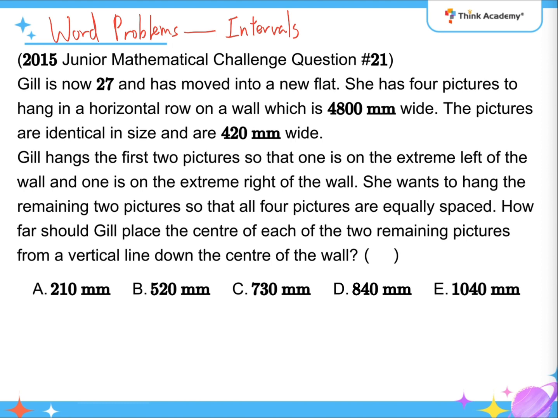Jill is now 27, irrelevant, and she has got 4 pictures to hang in a horizontal row on a wall, which is 4,800 millimeters wide. So you can imagine a wall that is 4,800 millimeters wide. And these pictures are identical in size, which are 420 millimeters wide. One is on the extreme left, so there's where it goes. One is on the extreme right, so there is where it goes.